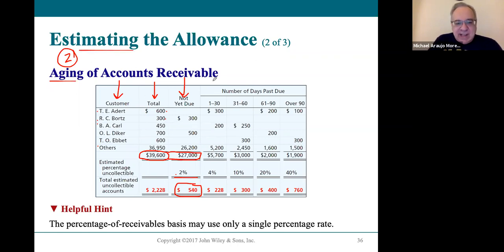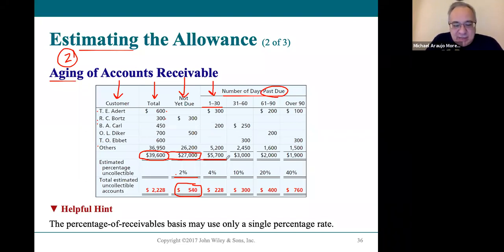Now you get to the next column here, and in the next few columns, these are accounts that are past due, which means the due date has come and gone, and you haven't received it yet. The first column shows that they've missed their due date between 1 and 30 days. So it could have been they owed you money yesterday, and today is their first day that they're past due, or it could have been 30 days ago.